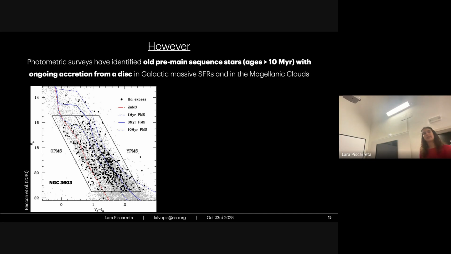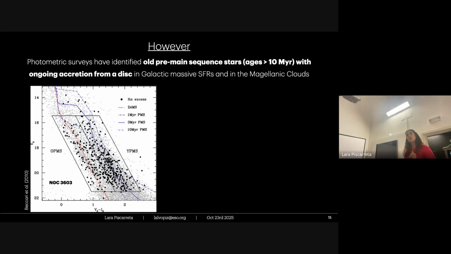So here we have the case of NGC 3603, which is interesting because I noticed there's a poster of this particular massive star-forming region right outside of this seminar room. And this is a work by Giacomo back in 2010. So you can see that all of the sources that are pinpointed in black show an H-alpha excess emission, which is basically a synonym for ongoing accretion. And I know you cannot see the isochrones very well, but here the dashed blue line is the 10 megayear and the red line is the zero-age main sequence. So it seems that we still have a significant fraction of sources accreting at these old ages.